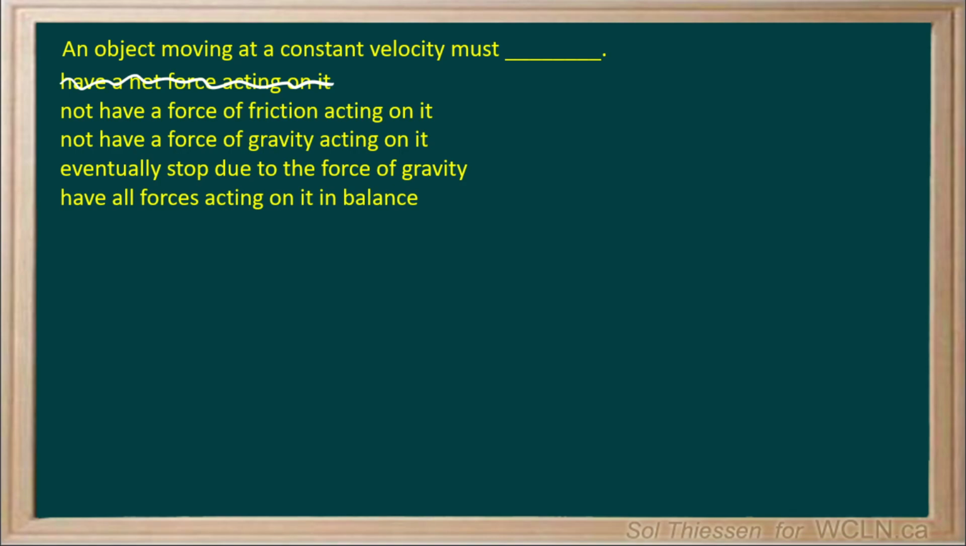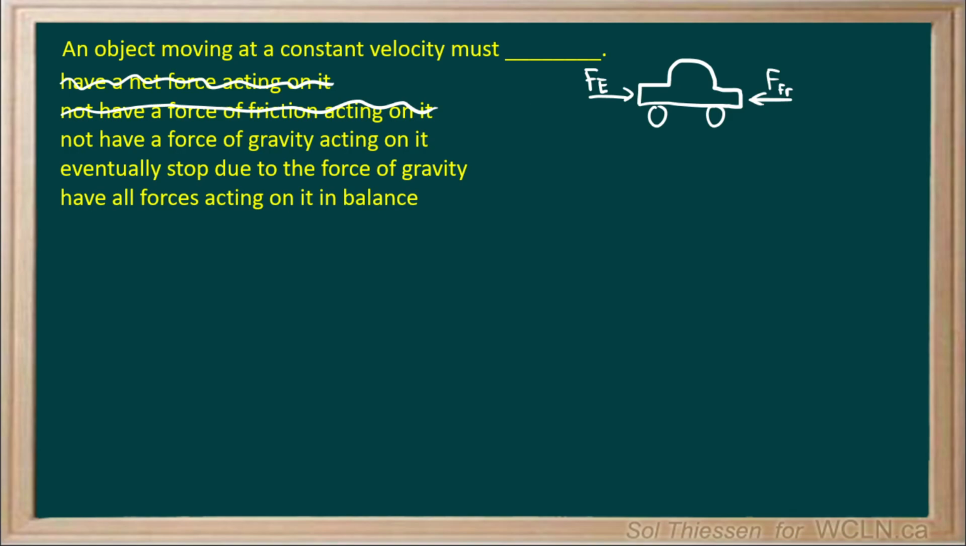Next we have not have a force of friction acting on it. And that's not necessarily true. When we think about a car moving at a constant velocity, the force provided by the car's engine that drives it forward is going to be equal to the force of friction, which tries to hold the car back. So in this case, the forces are balanced, resulting in the constant velocity. So it's not necessarily true that an object must not have a force of friction acting on it to have a constant velocity, as we can see from this case. This case disproves that statement.